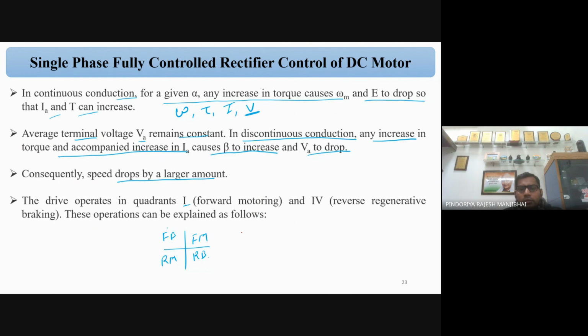Yes. So on the y-axis we can say the speed, and on the x-axis we can say the torque. The drive operates in quadrant one, which is forward motoring, and in the fourth quadrant there is reverse generating mode. So the first one is forward motoring, and the fourth one is reverse motoring. Correct.